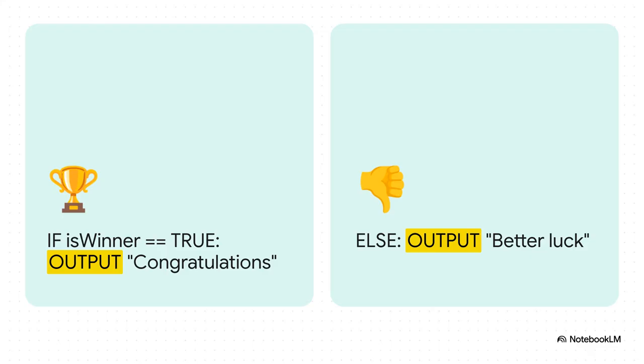Well, it works using these really simple conditions. The program can check a piece of data. In this case, it's checking, hey, did the player win? And if that little is-winner flag is true, it says one thing: congratulations. But if it's not, else, it says something completely different: better luck. See? The output is now changing based on the input.